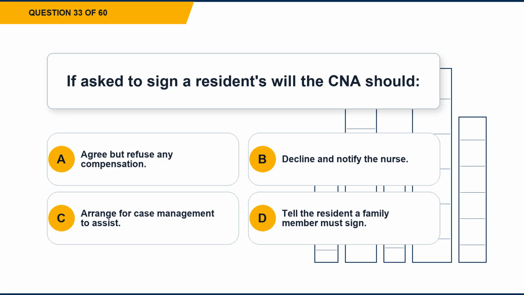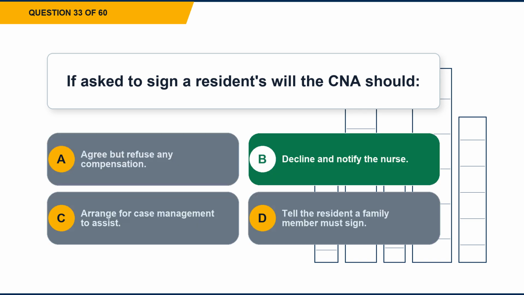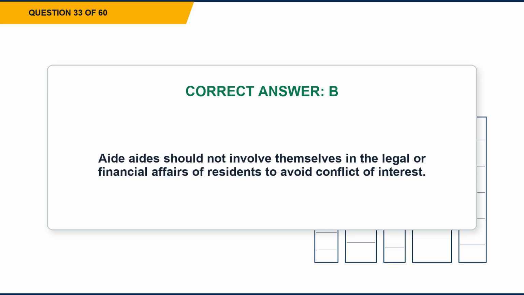Question 33. If asked to sign a residence, will the CNA should: Option A, agree but refuse any compensation. Option B, decline and notify the nurse. Option C, arrange for case management to assist. Option D, tell the resident a family member must sign. The correct answer is option B, decline and notify the nurse. Explanation: aides should not involve themselves in the legal or financial affairs of residents to avoid conflict of interest.